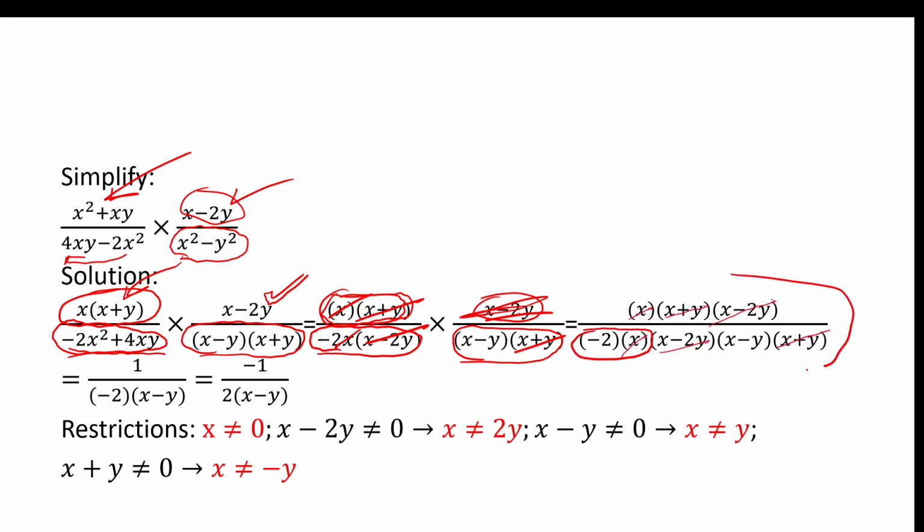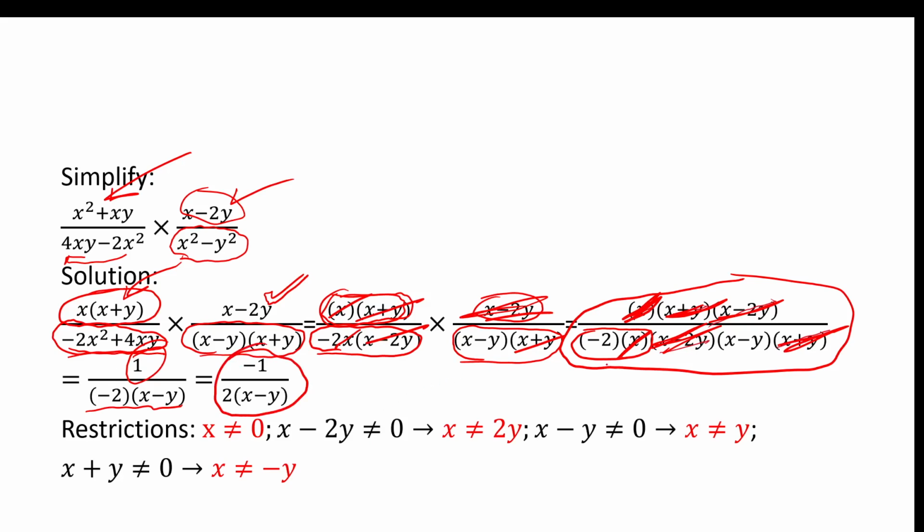So showing it perhaps a little more clearly in this one, we cross out this factor of x with this factor of x, this factor of x plus y with this factor of x plus y, this factor of x minus 2y with this factor of x minus 2y, leaving us with a numerator of 1 over a denominator of -2 times x minus y. We can multiply numerator and denominator by -1, and that leaves us with -1 over 2 times x minus y.